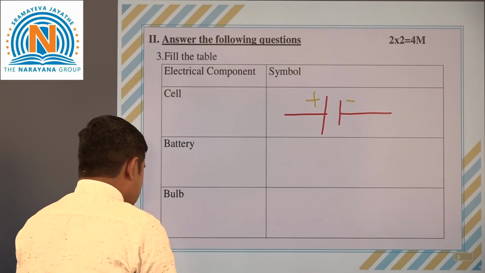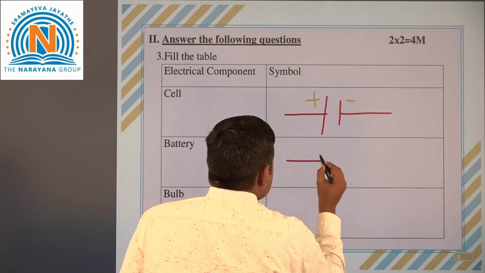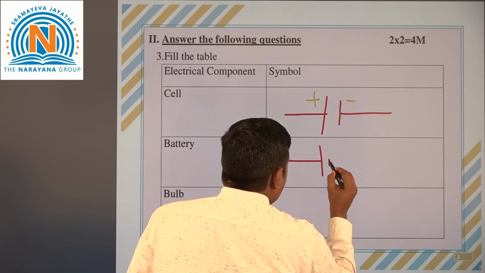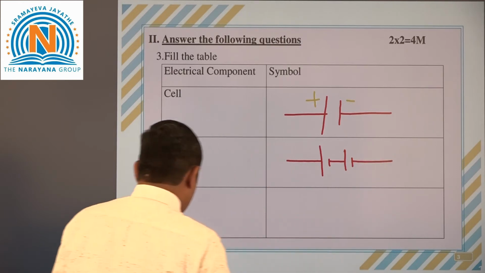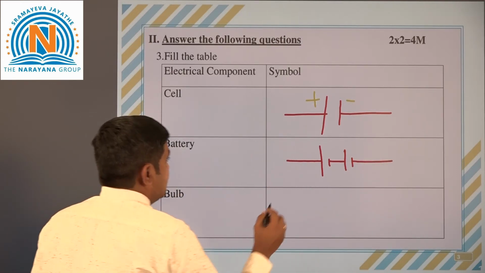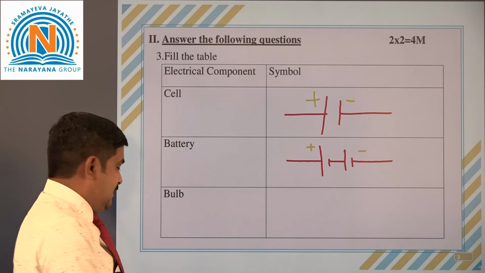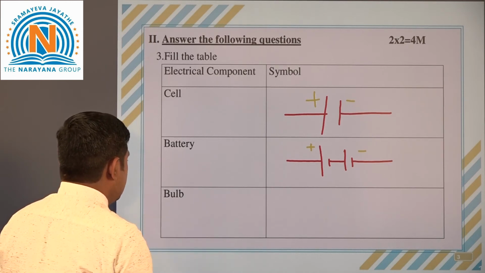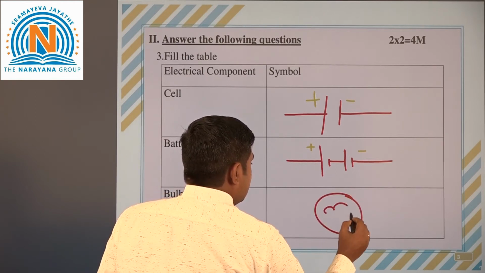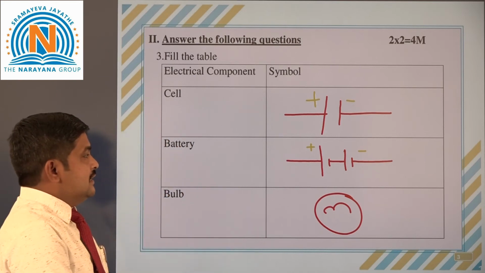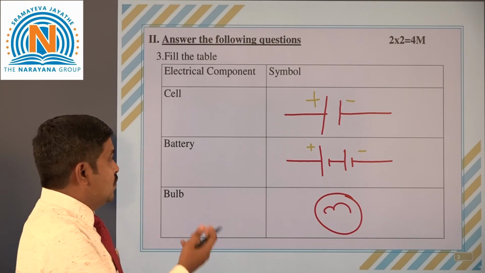And battery is nothing but a number of cells connected in series. So in that case, how are we going to represent it? This is going to be the symbol of battery, where the potential difference will also be there, but a number of cells are connected. And the third one is the electric bulb. So bulb is going to be represented with this symbol. By using these symbols we can understand what is present in the electrical circuit.